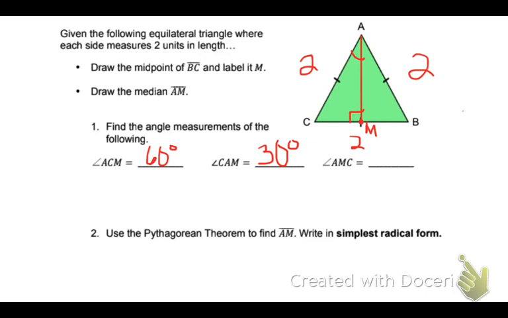Also, if you weren't sure if it was perpendicular, you didn't want to assume, remember that triangles are always going to have degrees that add up to 180. And we already said that this angle right here was 60, and this one's 30. So add those two together, that's 90.